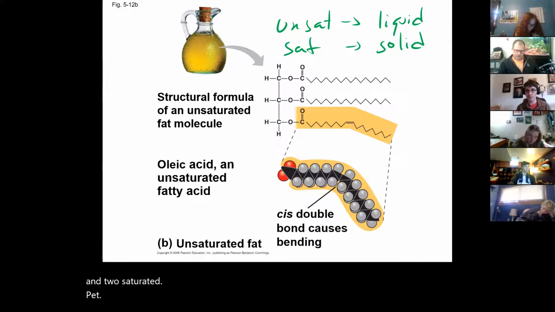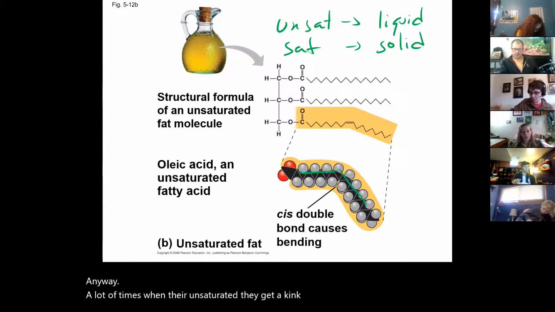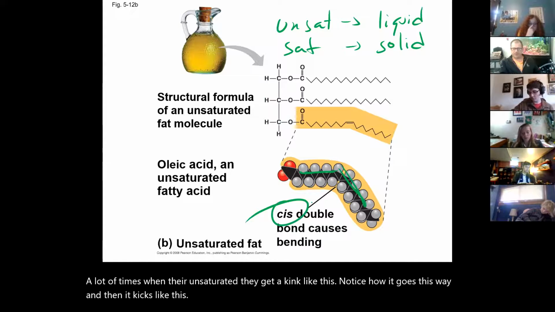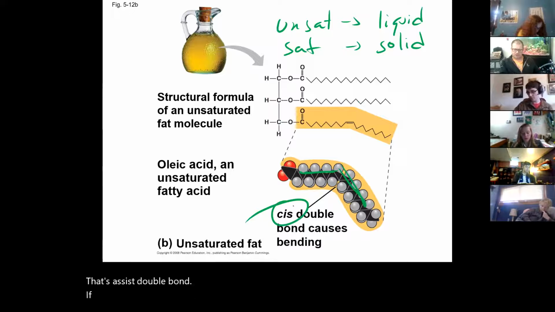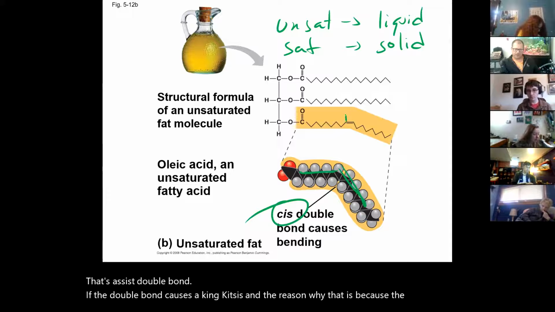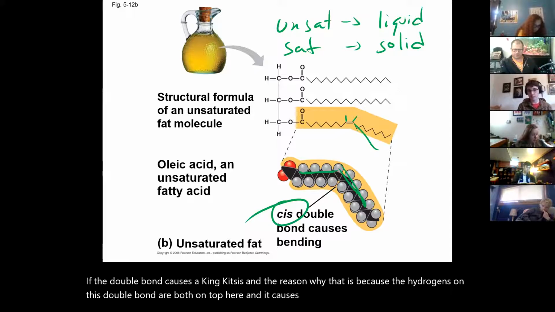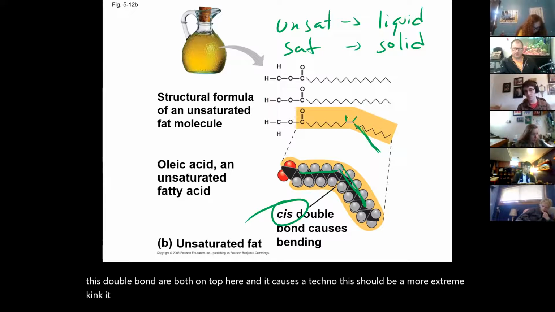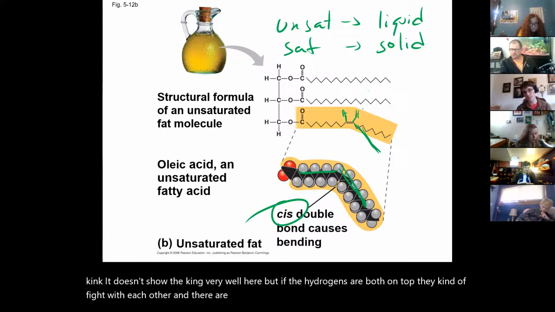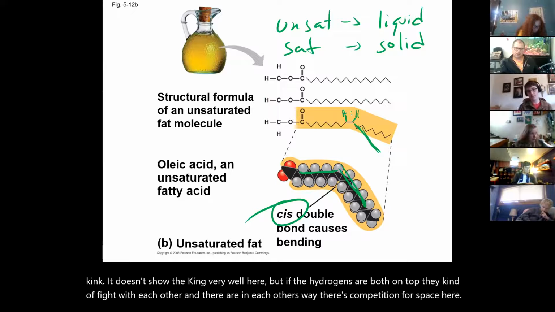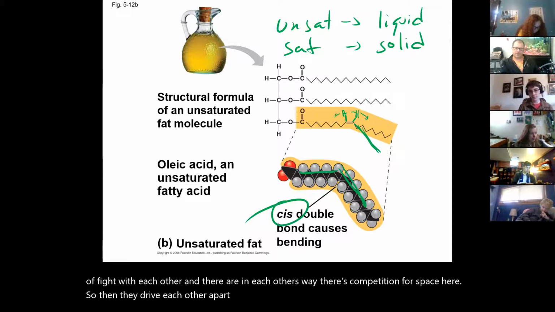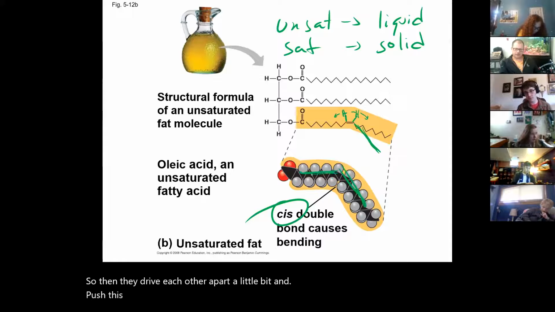Anyway, a lot of times when they're unsaturated, they get a kink like this. Notice how it goes this way and then it kinks like this. That's a cis double bond. If the double bond causes a kink, it's cis. The reason is that the hydrogens on this double bond are both on top here. This should be a more extreme kink. It doesn't show the kink very well here, but if the hydrogens are both on top, they fight with each other and are in each other's way. There's competition for space here. So they drive each other apart a little bit and push this down. That causes the kink. We call that a cis double bond.